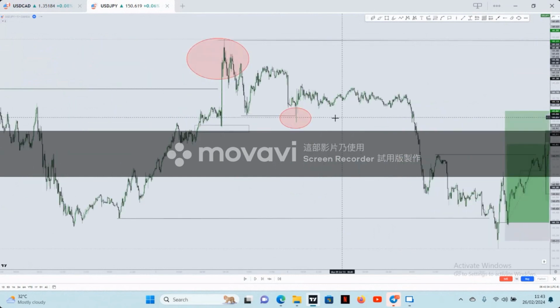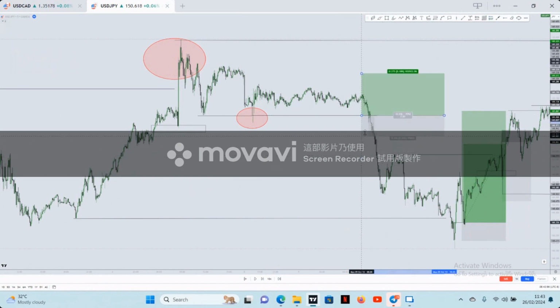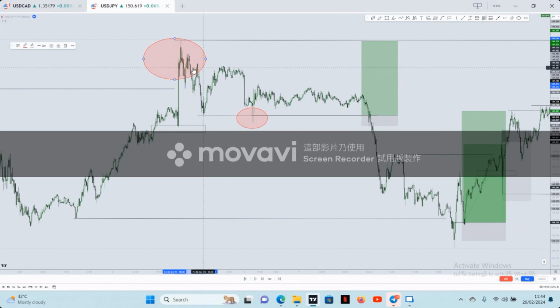Not bad. This one after the sweep, there's a structure shift. I think it failed. So here's the structure shift. Here's our entry points. Took a long time though before it came back. So it failed. Failed.